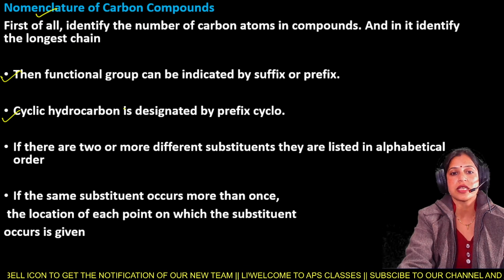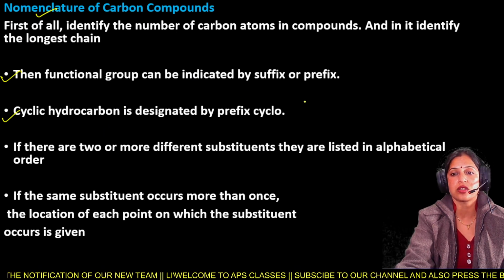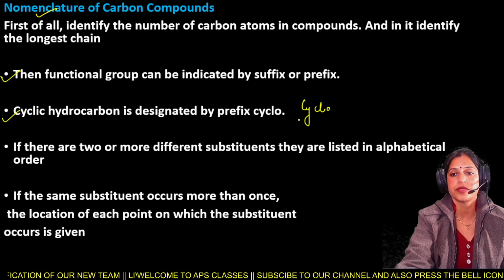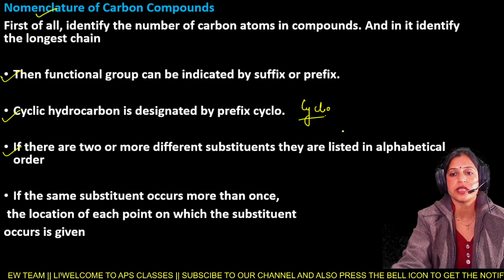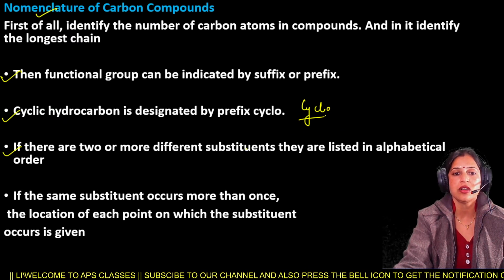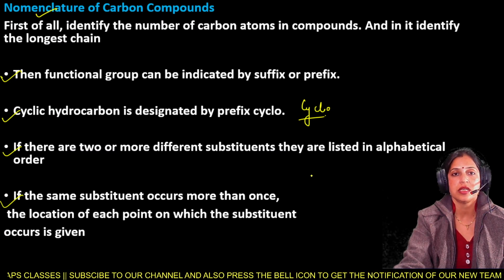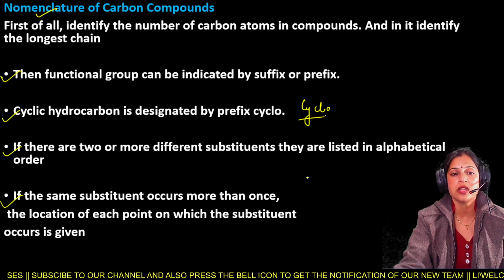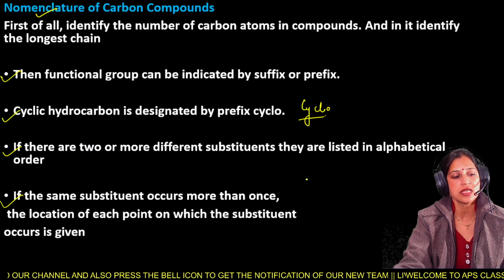Third important rule is cyclic hydrocarbon is designated as prefix cyclo. If there are two or more different substituents, they are listed in alphabetical order. If the substituents occur more than once, then the location of each point on which the substituents occur is given.